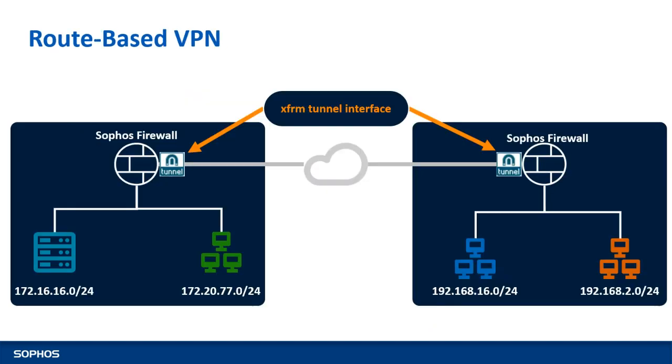When you create a route-based VPN, an XFRM tunnel interface is created on the firewall. This can be configured like any other interface, except that it is always in the VPN zone. You can create routes and firewall rules in the same way, and you will support any other traffic.